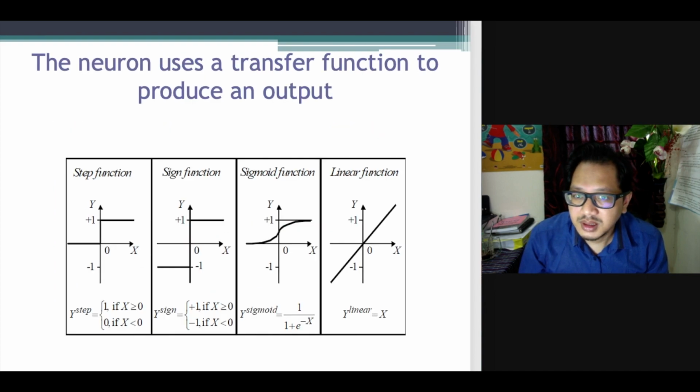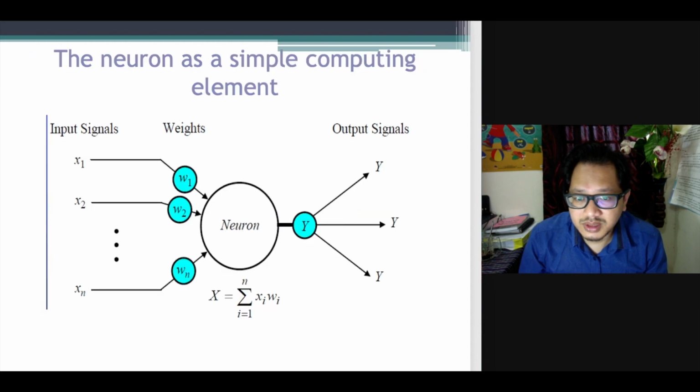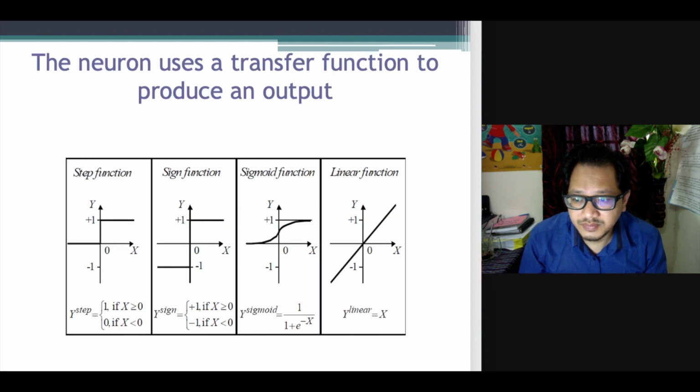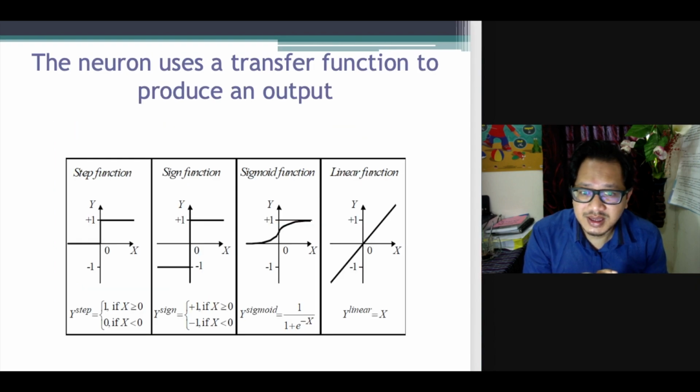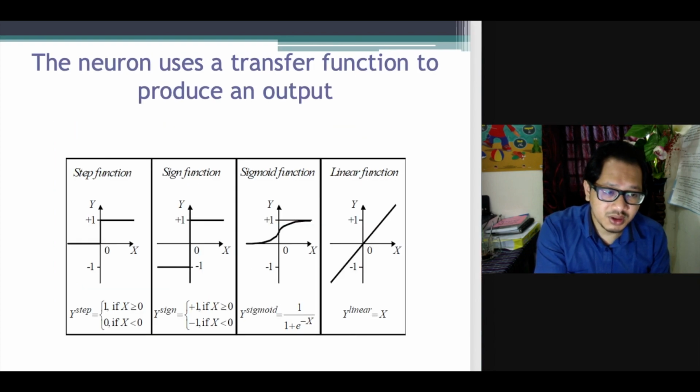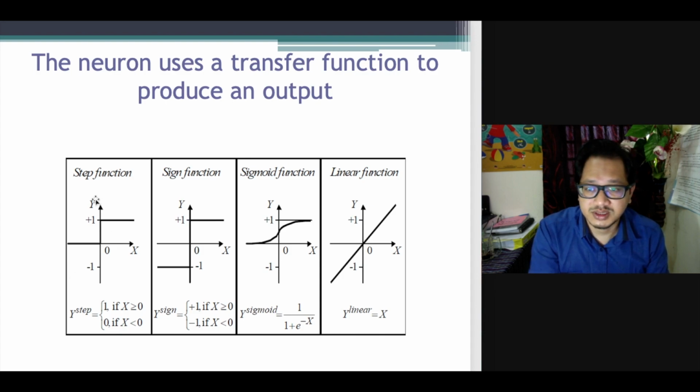Right. This one, neuron uses a transfer function to produce an output. Transfer function ni akan produce output from weight, signal semua. Sebelum dia produce the real punya output, dia akan guna transfer function tu. Like this one: step function, sign function, sigmoid function, and linear function. Itu contoh-contoh dia punya transfer function.